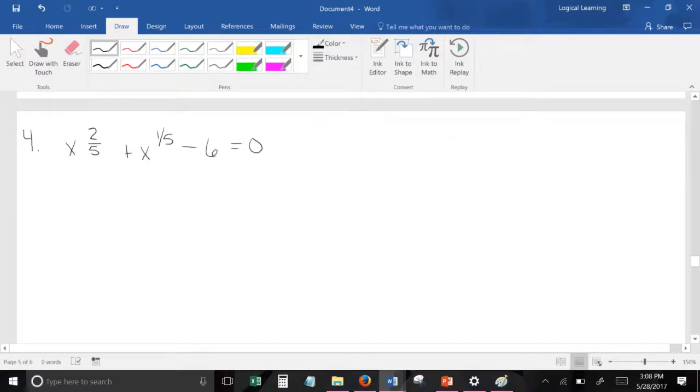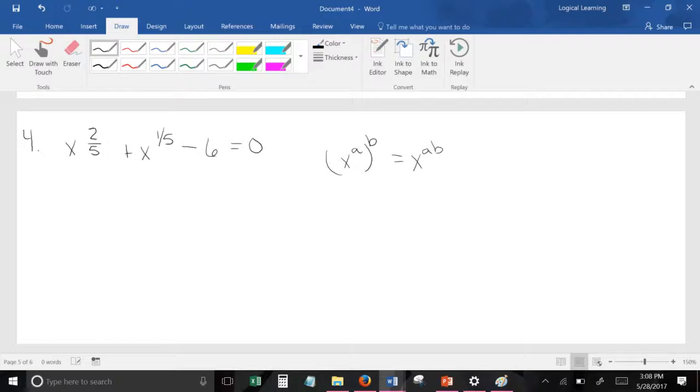Alright, here we have rational exponents. So we have 2/5 and 1/5. And remembering that when we raise an exponent, like x to the a, to the b, equals x to the ab, we multiply them, we can see that 1/5 squared is going to be 2/5, because if we have x to the 1/5 and we square it, that equals x to the 2 times 1/5, which will give us x to the 2/5, which is what we want.